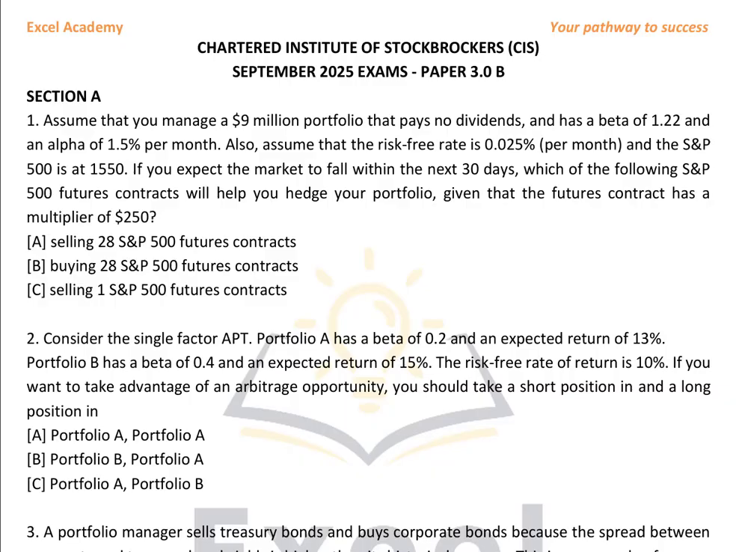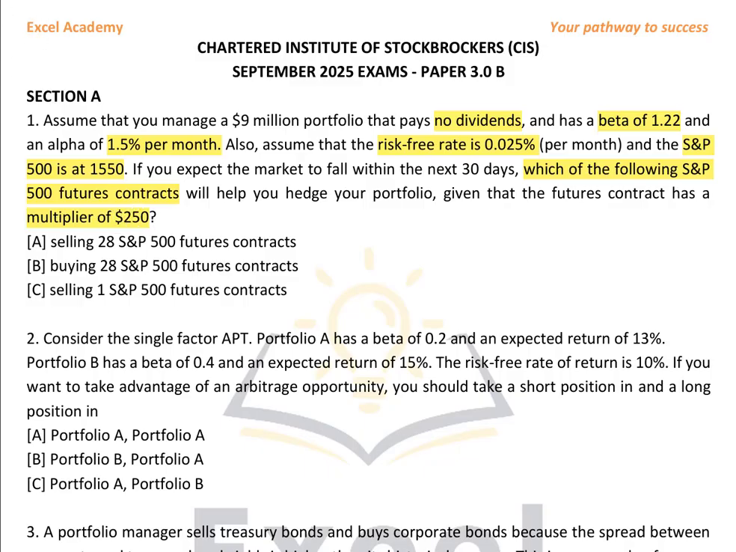Question 1 goes as thus. Assume that you manage a $9 million portfolio that pays no dividends. Note, no dividends, and has a beta of 1.22, an alpha of 1.5%, a risk-free rate of 0.025 per month, and the S&P 500 is at 1,550. Which of the following S&P 500 future contracts will help you hedge your portfolio, given that the future contract has a multiplier of 250? So we have the options.